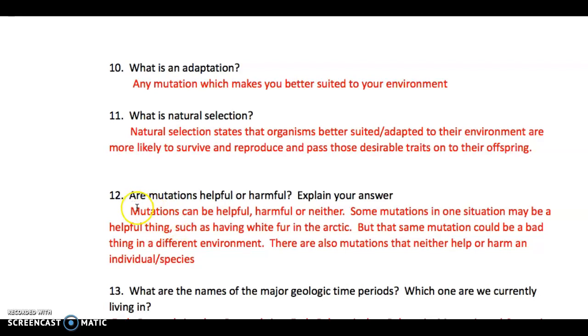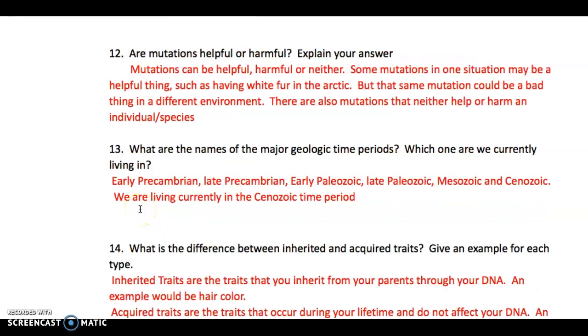Okay, number 12, are mutations helpful or harmful? They can be helpful, they can be harmful, they can be neither. Some mutations may be helpful in one situation and harmful in another. So I give you the example of having white fur. There are also mutations that you don't even know you have. They don't cause good or bad. They're just kind of there, and they get passed down without anyone ever knowing about it. Okay. Mutations are helpful or harmful, guys, depending on your environment. The environment will dictate whether or not those mutations are good or bad.